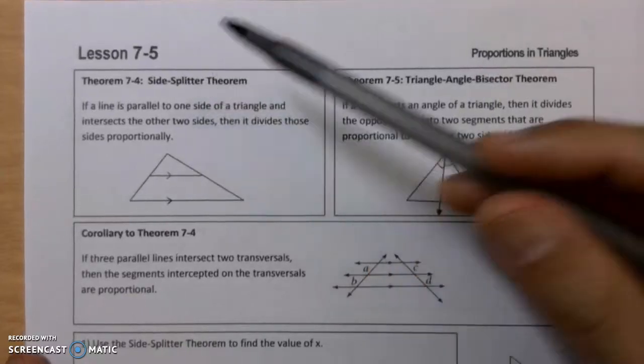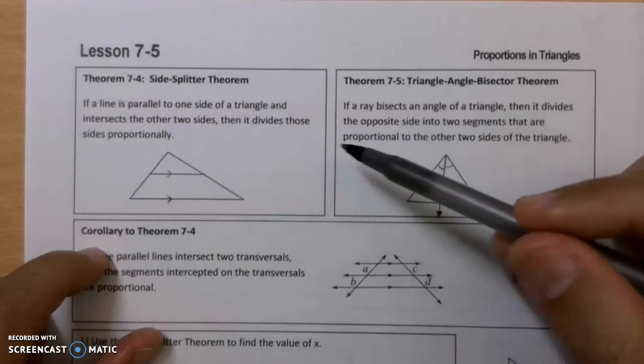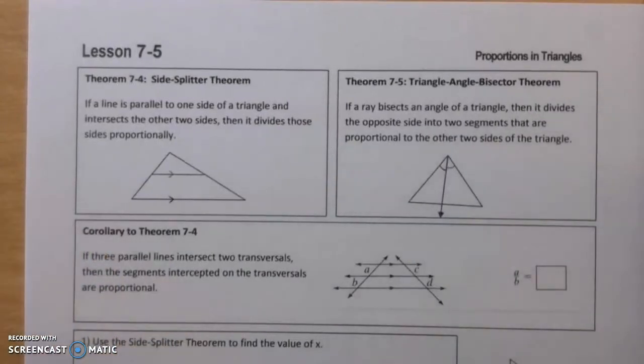Okay, here are the notes for 7-5. What we're going to have here are three different theorems, but they all end up being just cross multiplication, proportion type problems. Just a little bit of a hodgepodge of different theorems here.